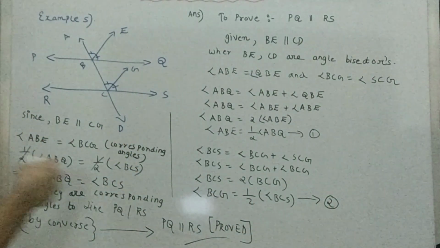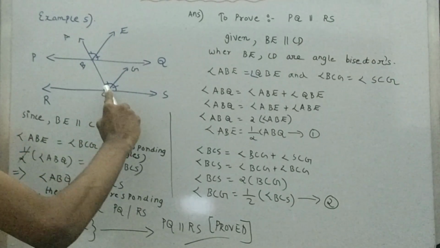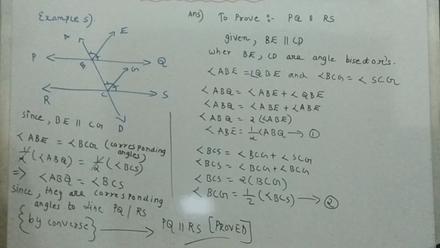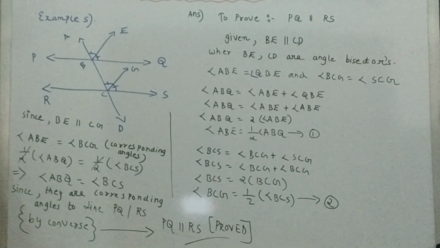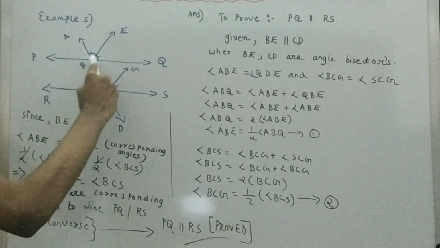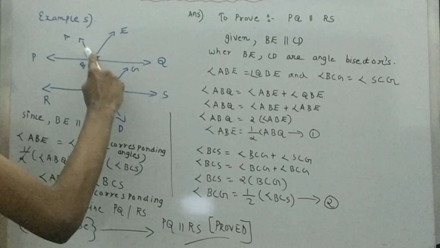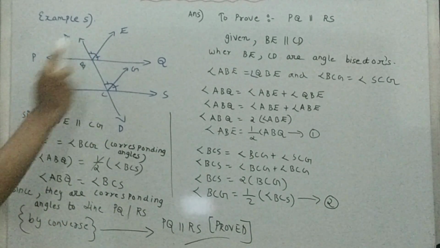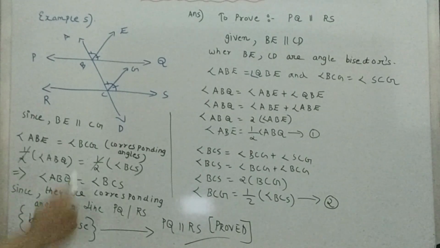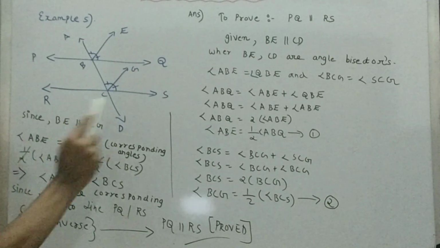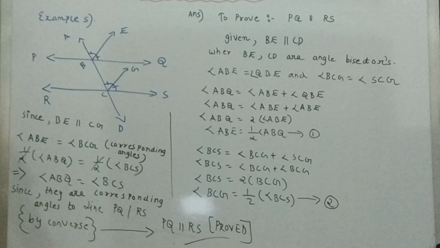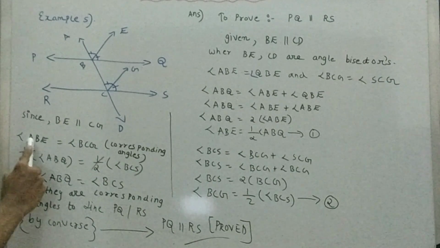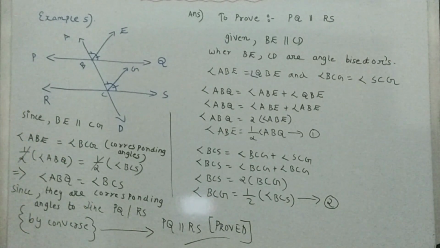Now, in the question, it is given that BE and CG are parallel to each other. So if they are parallel to each other, we can definitely apply our properties over here. If you see over here, this angle ABE and this small angle BCG are corresponding angles, isn't it? Because corresponding angles are equal to each other. So since BE and CG are parallel, we can say that this angle and this angle are corresponding angles, and we know corresponding angles are equal. So from here I have written angle ABE is equal to angle BCG.